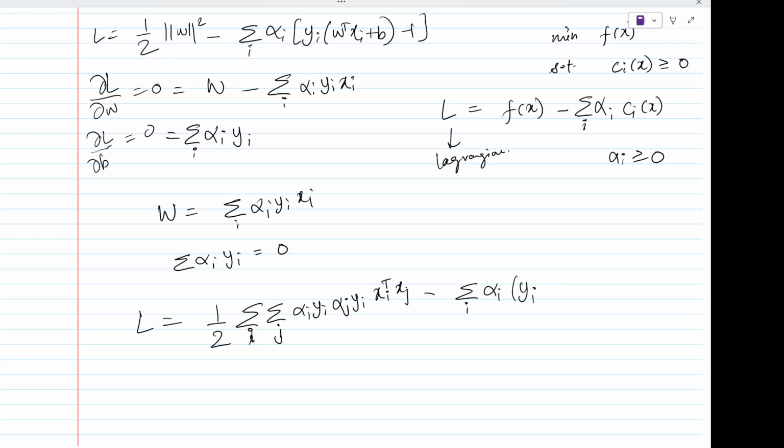This w will again, and separate this stuff, this w will again become summation alpha i yi alpha j yj xj transpose xi, plus, sorry, minus alpha i yi b, minus 1, minus alpha y.